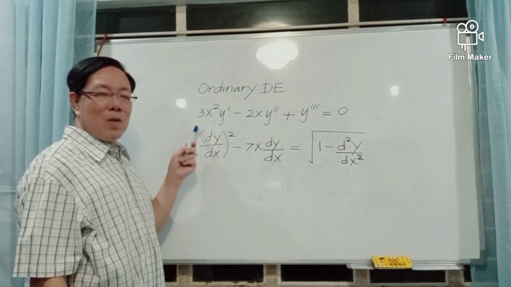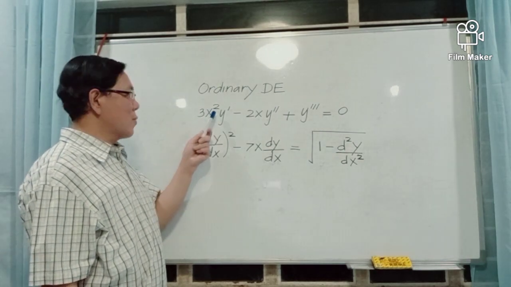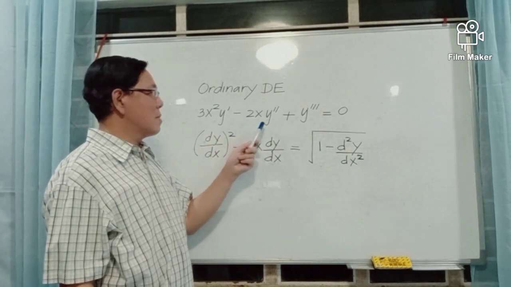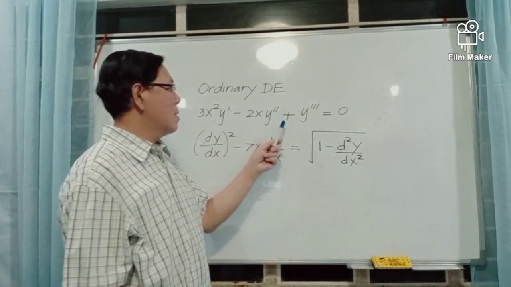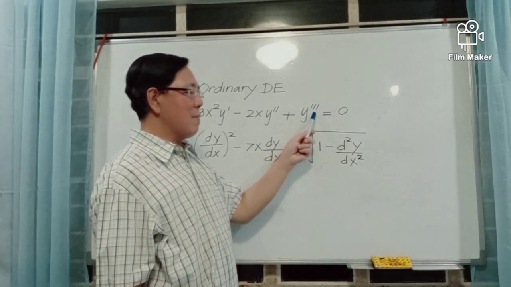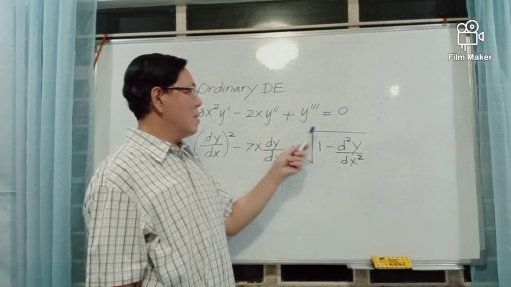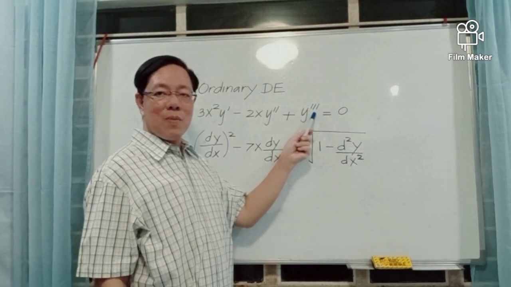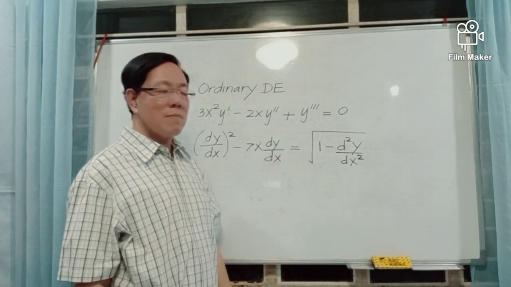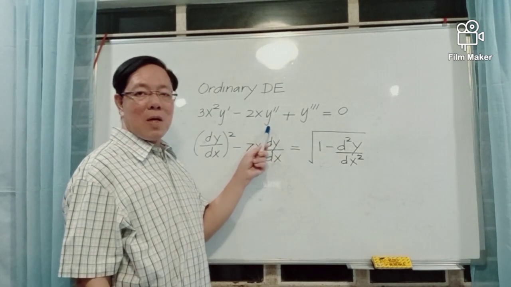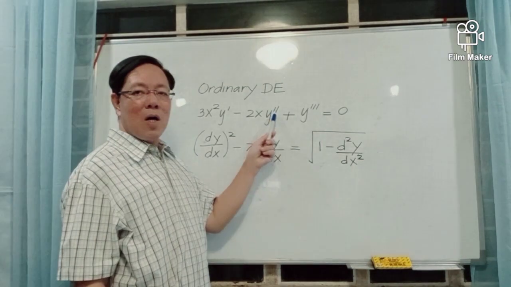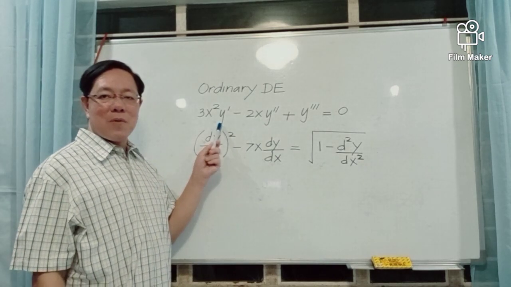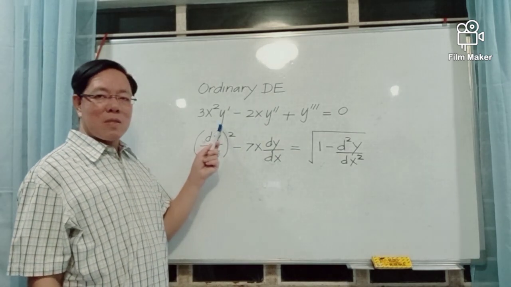In the first example, we have 3x squared y prime minus 2x y double prime plus y triple prime equals 0. Of course, y triple prime denotes the third derivative of y with respect to x, and y double prime denotes the second derivative of y with respect to x, and y prime denotes the first derivative of y with respect to x.